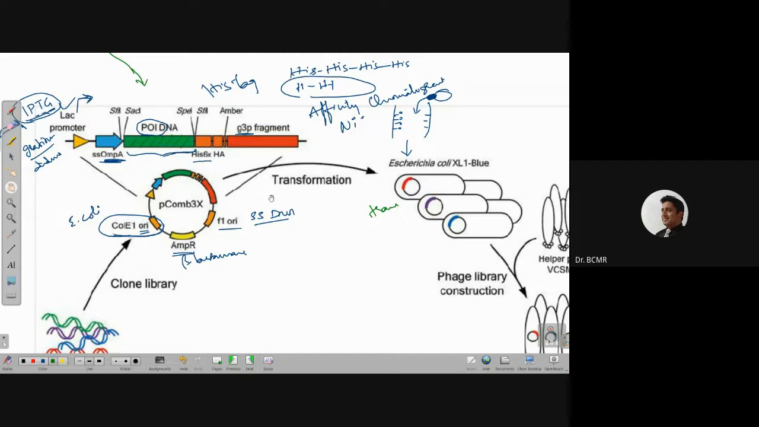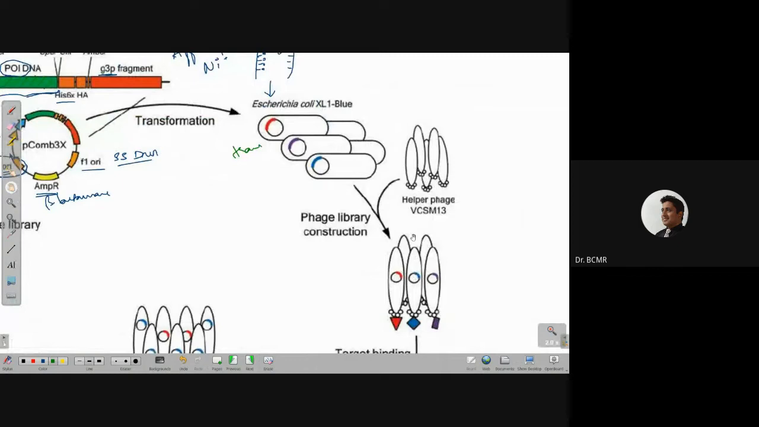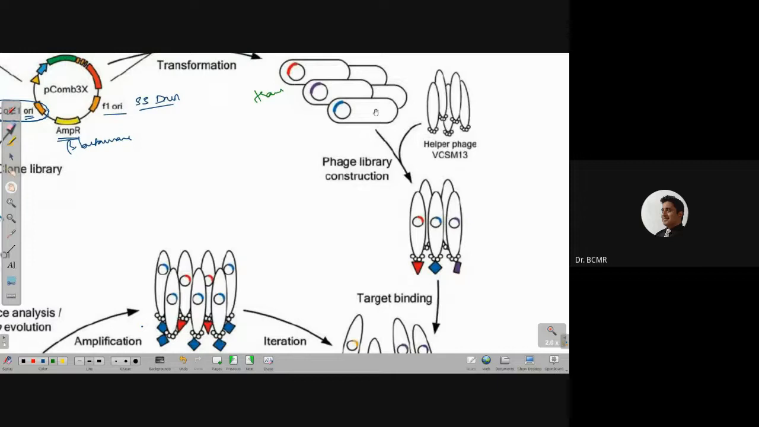So helper phages are infected into these E. coli transformants, and the helper phage is modified such that it doesn't replicate much, or it doesn't produce the genome, but only excessively produces all the proteins required for the formation of phages. In that case, the phages will form, and the DNA would get cloned into them. This cell will produce phages of this one, the one that is blue in color here, right? And when the phage organizes, it will form phages with displayed proteins on top of them. Okay, that is phage display.